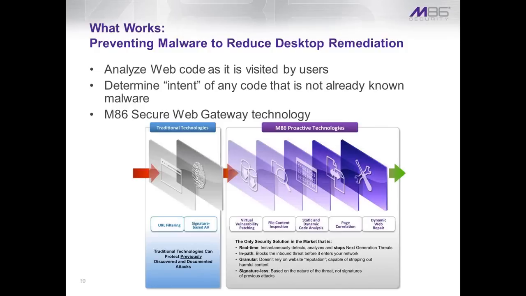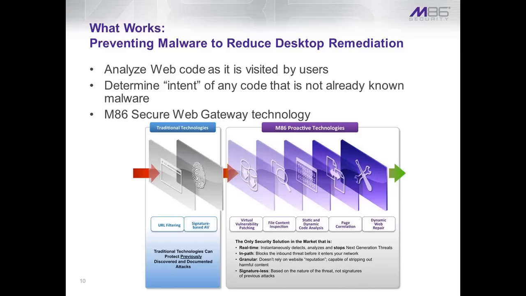Okay, it's not all bleak. As stated earlier, the internet is the primary attack vector for malware. 92% of all malware attacks are still coming from the web. By instantly analyzing web code as it's visited by users, and by determining the intent of any remaining content that is not already identified as known malware or vulnerability, the M86 Secure Web Gateway detects all forms of malware, including next-generation threats.